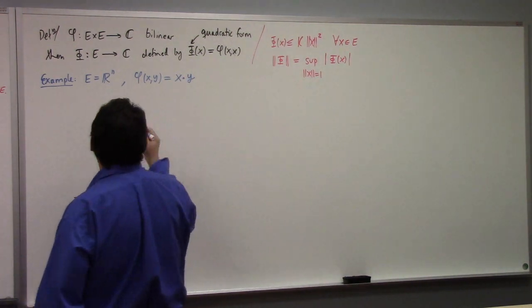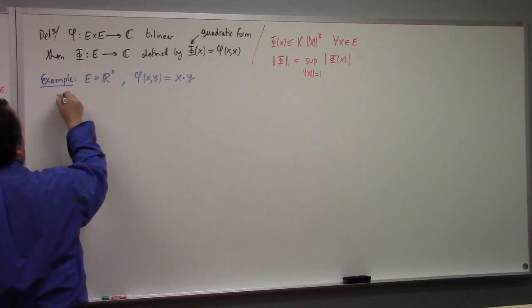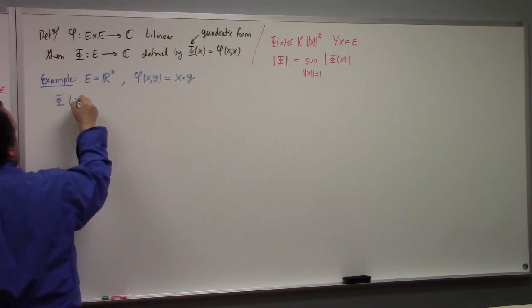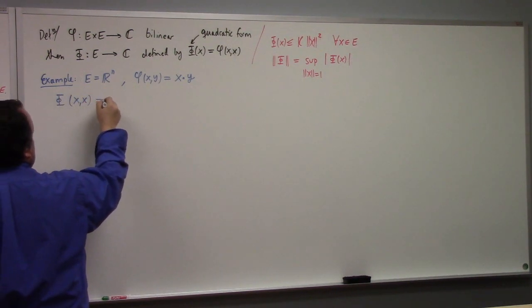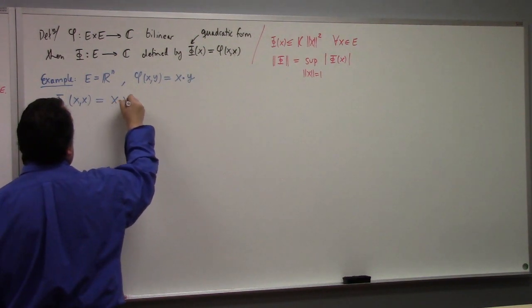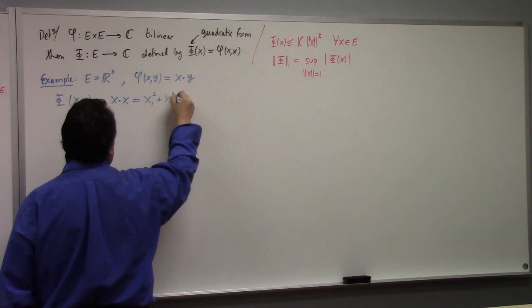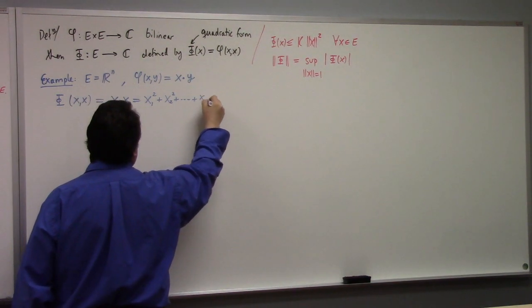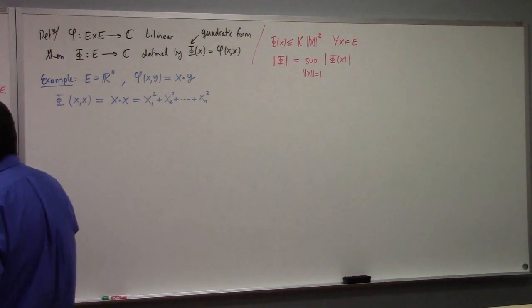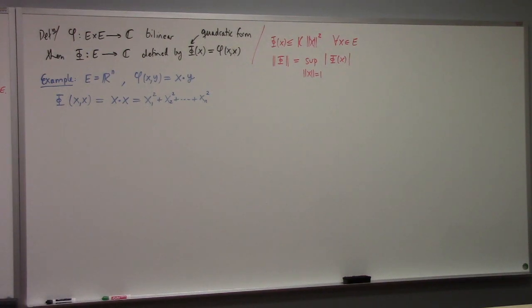In this case, the quadratic form associated with the dot product is exactly x dot x, which is of course x1 squared plus x2 squared plus ... plus xn squared. I think it's worthwhile to write that down so we have a better sense of why we're calling it a quadratic form. It's because it's a homogeneous polynomial in the coordinates, in the sense that every term you're adding has degree 2.